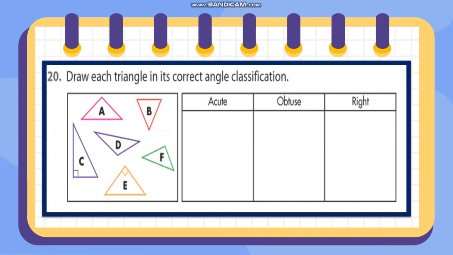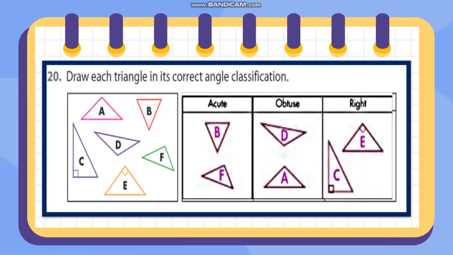Question number 20. Draw each triangle in its correct angle classification. So, where is acute, where is obtuse triangle, and where is right? When we say acute triangle, all angles are acute. When we say obtuse triangle, there is one obtuse angle. When we say right triangle, it means there is one right angle.